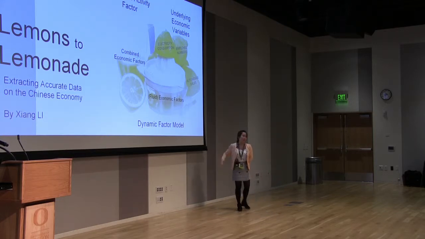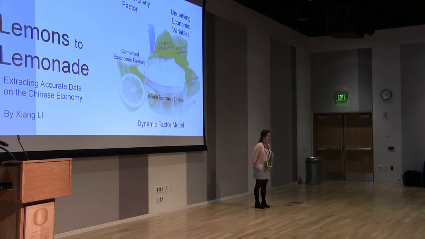Looking at this image helps explain the dynamic factor model. I used multiple underlying economic variables. Here, each is represented by individual elements. I used 30 or so underlying variables, so imagine 30 elements in this image.